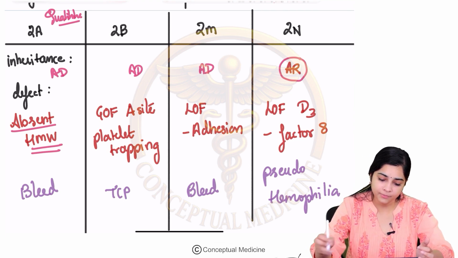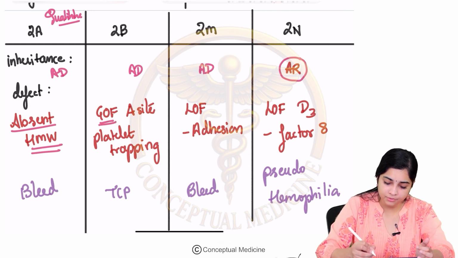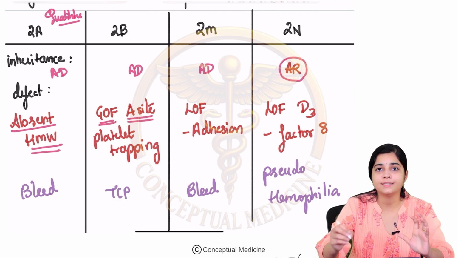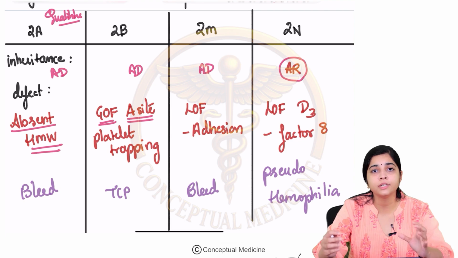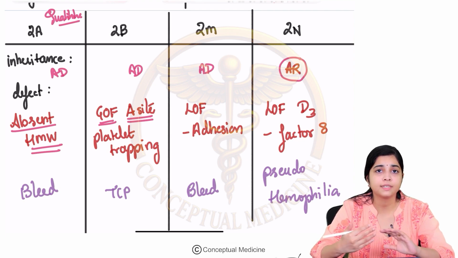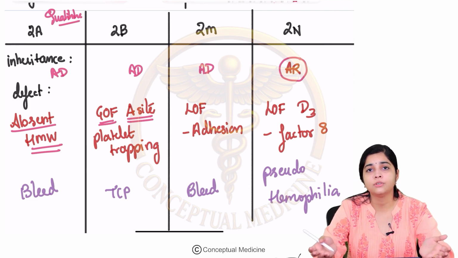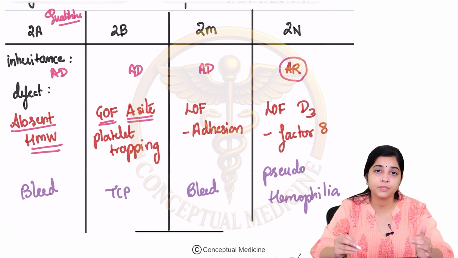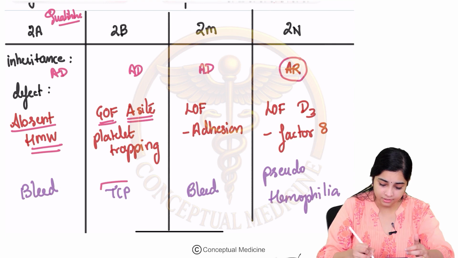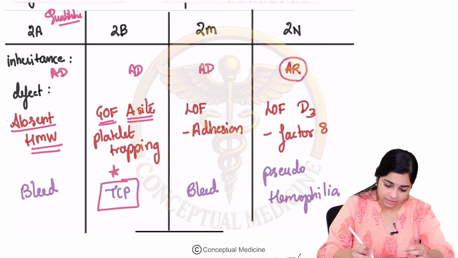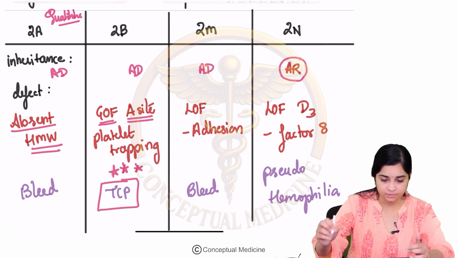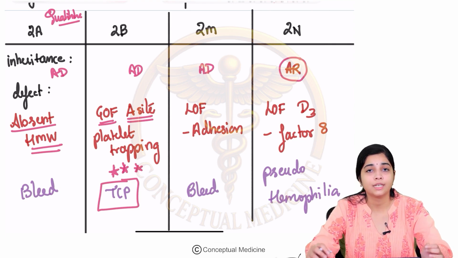Okay, in type 2B there is a gain of function mutation in the A site. A site is basically responsible for platelet trapping. Now if there is a gain of function mutation, this is again a qualitative defect, then there is going to be increased platelet trapping, and because of the increased platelet trapping there will be thrombocytopenia in type 2B von Willebrand disease. Okay, they will have thrombocytopenia, very important.